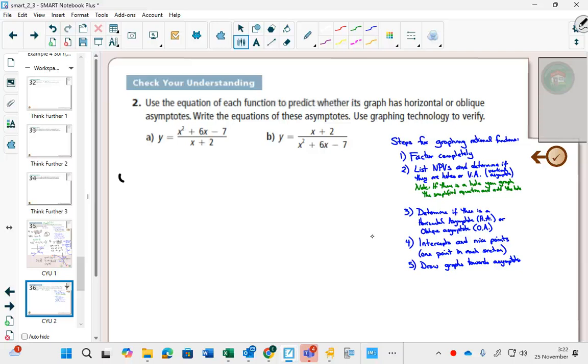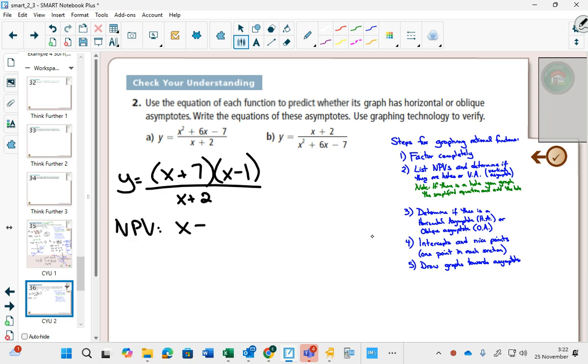So to start with, we're going to factor: x plus 7, x minus 1 over x plus 2. A non-permissible value: x can't equal negative 2. Is it going to be a hole or a vertical asymptote? Does it cancel out? No.